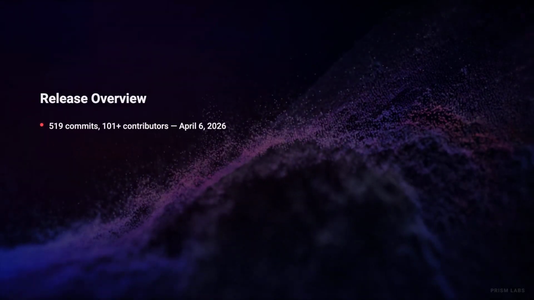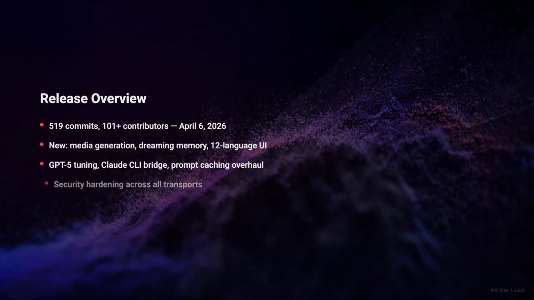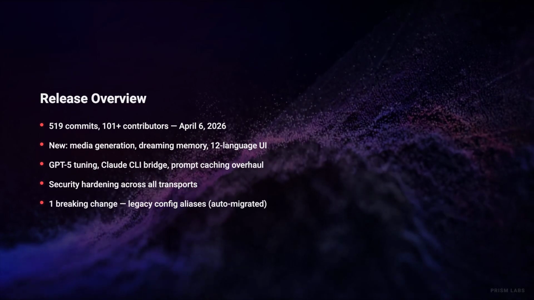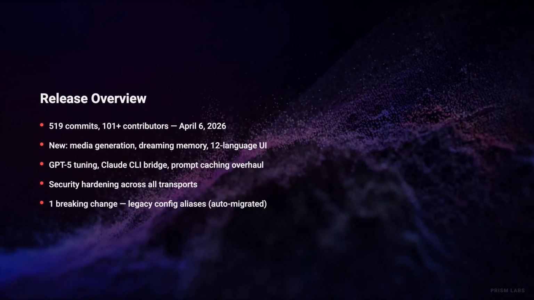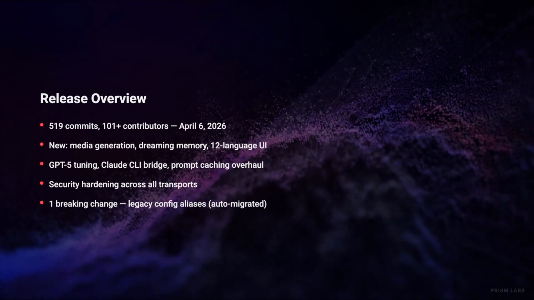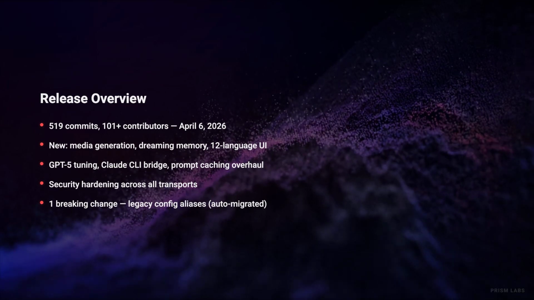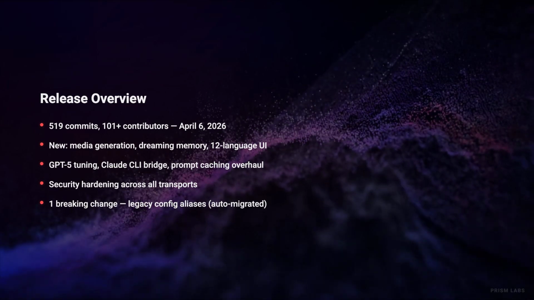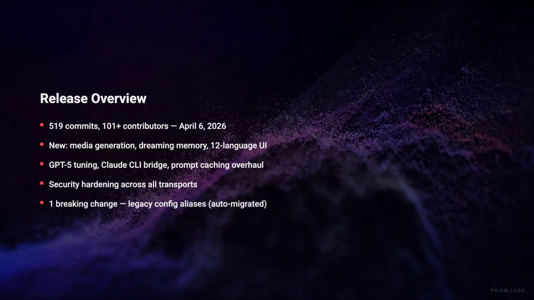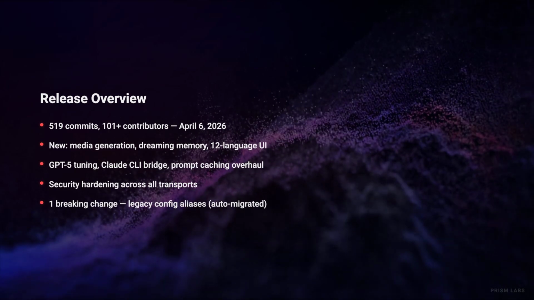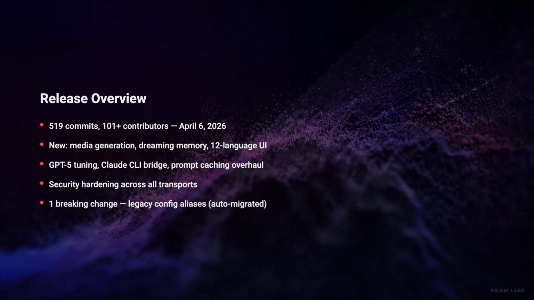This release was cut by Peter Steinberger on April 6, 2026, with 519 commits to main since the last tag, and contributions from over 101 developers. OpenClaw continues to sit at 346,000 plus GitHub stars. What makes v2026.5 stand out is the breadth. It's not just bug fixes or incremental improvements.